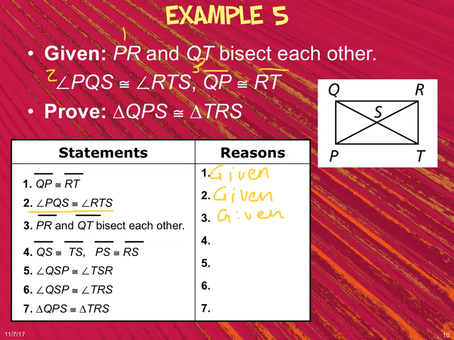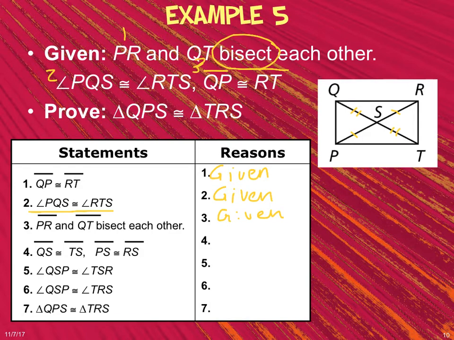So we just stated our 3 givens in the proof and gave the 3 reasons as given. So now we're actually going to do some work, figure out the rest of the proof. So let's look back at our given and make some sense of it. We have PR and QT bisect each other. So remember what bisect means? To cut in half. So we're looking at segment PR and QT, and we know that these two segments bisect each other, so they cut each other in half. So we're going to have these two segments be congruent and these two segments be congruent.